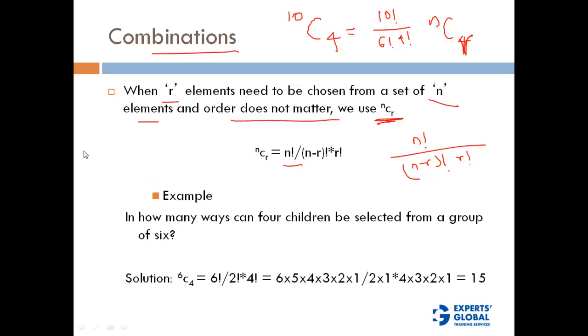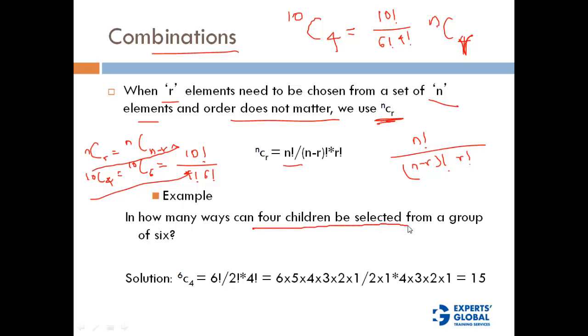Okay, you will see that nCr is the same as nC(n minus r). That means 10C4 is the same as 10C6. Why is that going to be? Because 10C4 is going to be 10 factorial by 4 factorial by 6 factorial, and 10C6 is also going to be 10 factorial by 6 factorial by 4 factorial, right? So nCr is equal to nC(n minus r).